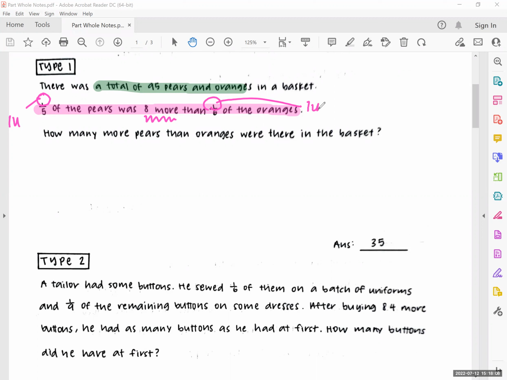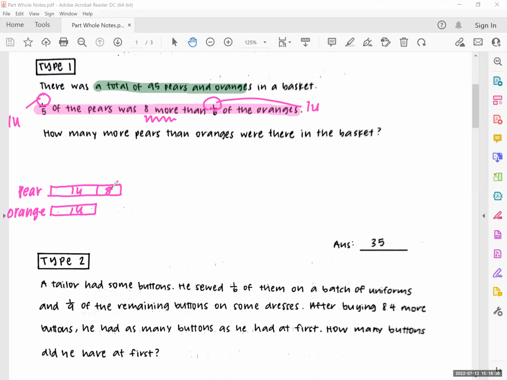Understand? Clear so far? So how are we going to go? This is pink color. So I know that this is pear, yeah? 1 unit of my pear is 8 more than 1 unit of my orange. 1 unit, and 8 more. Correct? So this is the information in pink.